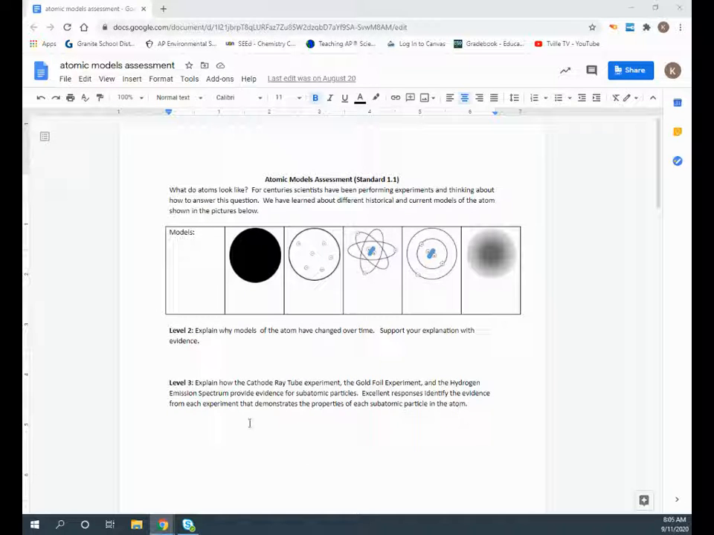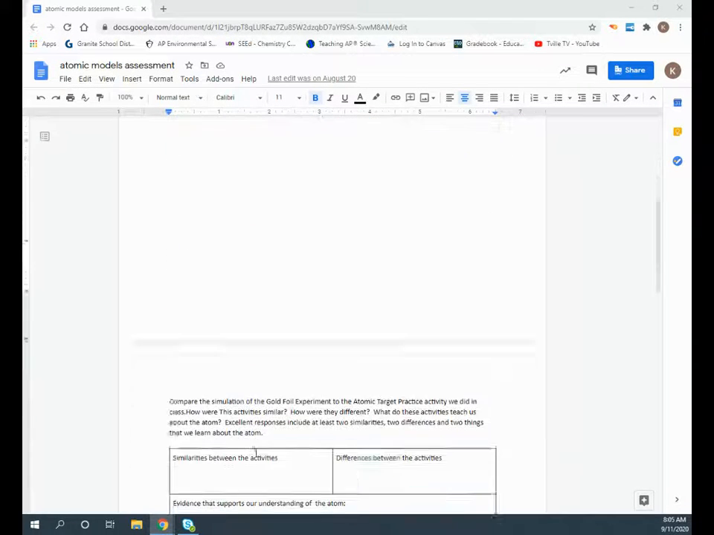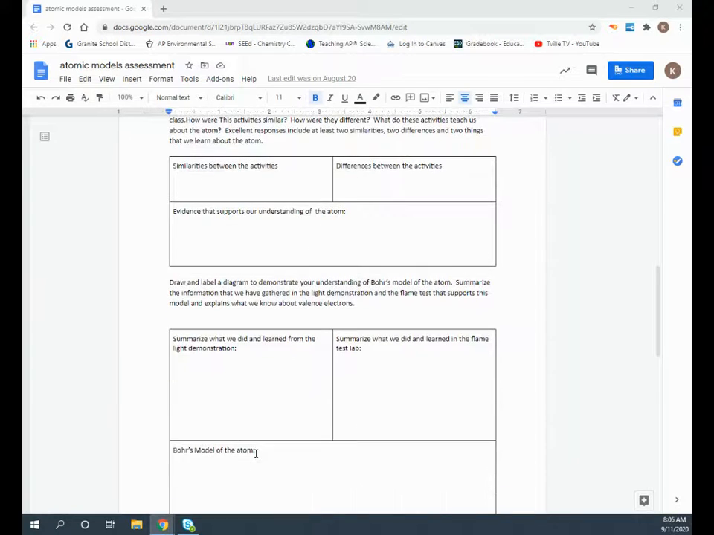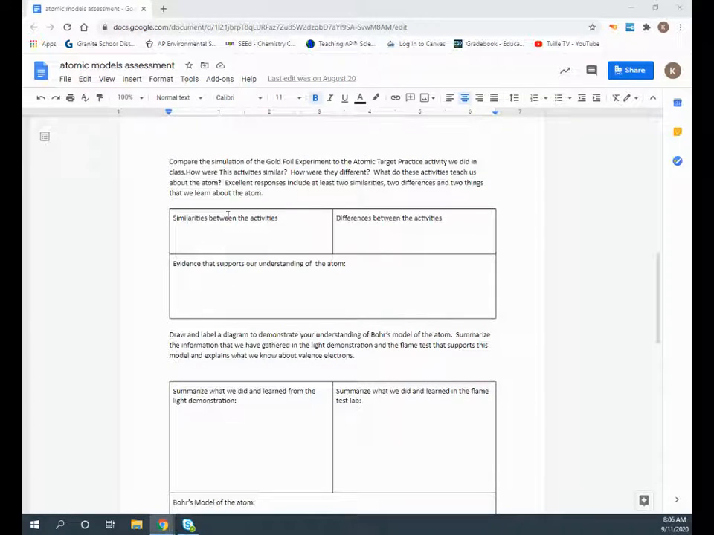In other words, explain which subatomic particle, the proton, neutron, or electron, was discovered by the cathode ray tube experiment. Explain which subatomic particle, the proton, electron, or neutron, was discovered by the gold foil experiment. And explain what the hydrogen emission spectrum tells us about protons, electrons, or neutrons. For the next part of the level 3 tasks, it asks you to summarize some activities that we did in class or virtually last week. So make sure you fill in this table, including how the evidence supports our understanding of the atom.